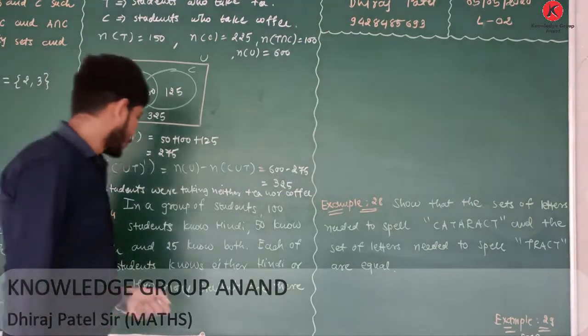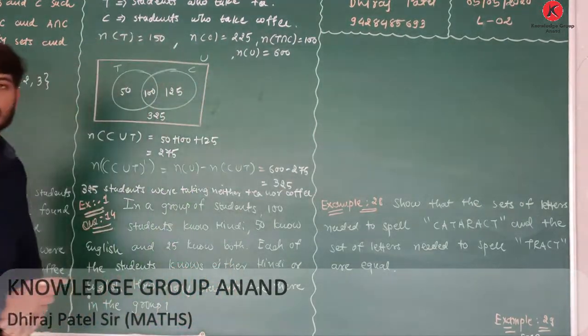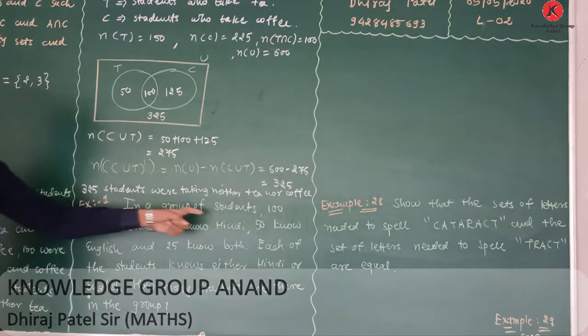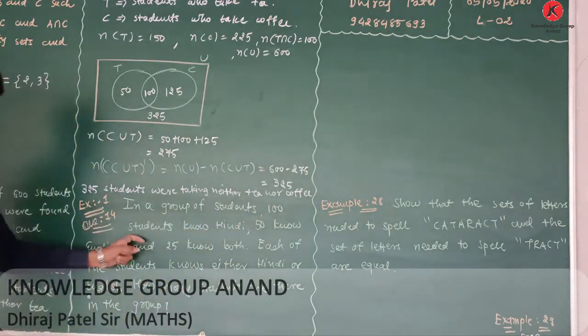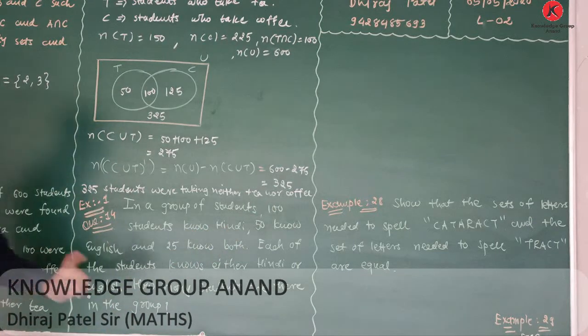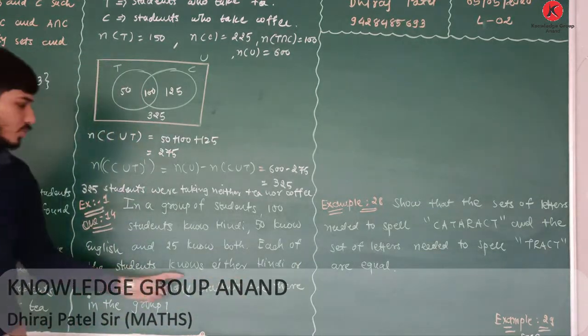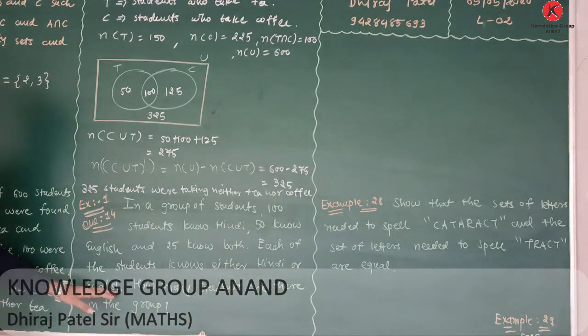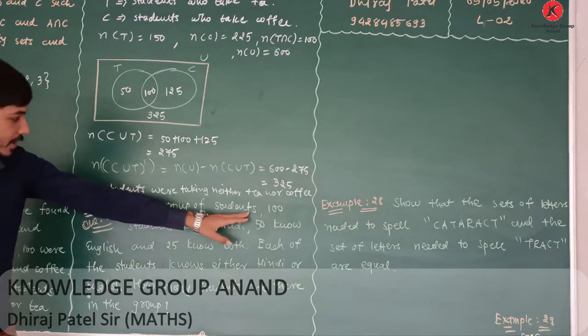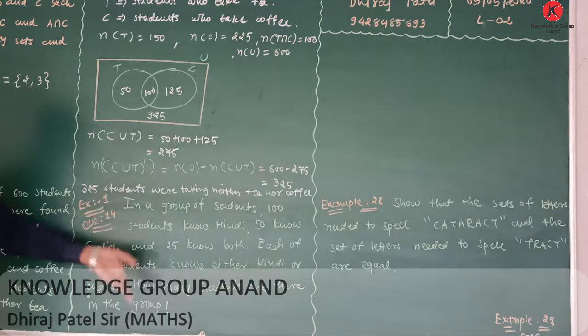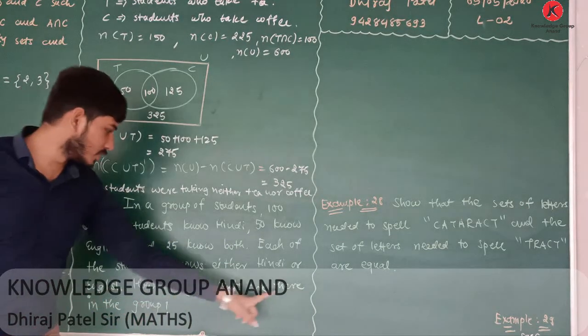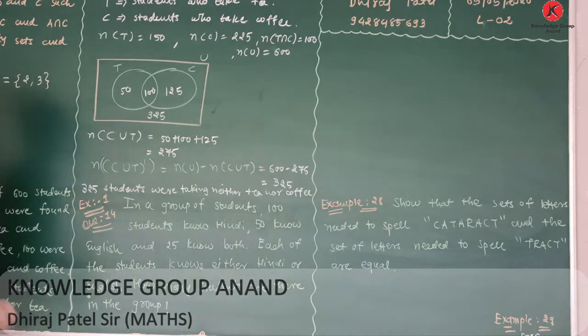Okay, exercise 1, question number 14, which is also related to word problems. In a group of students, 100 students know Hindi, 50 know English and 25 know both. Each of the students know either Hindi or English. A group with either Hindi or English, that means they want A union B. We have to find out how many students were there in the group, that means number of A union B.